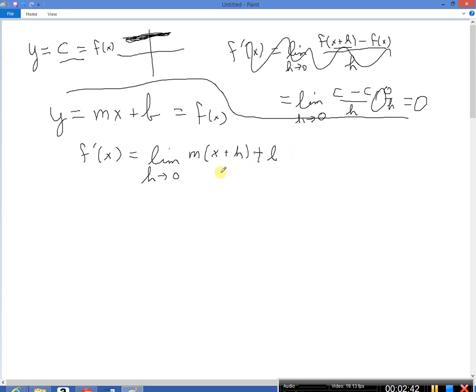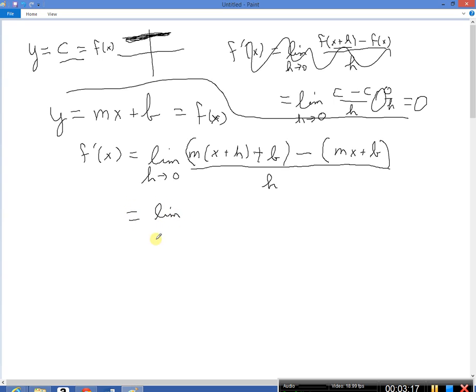This part is f of x plus h. You replace x in the argument of the function by x plus h. So that's f of x plus h. Now we have to subtract f of x, which is mx plus b. And then divide that whole thing by h.